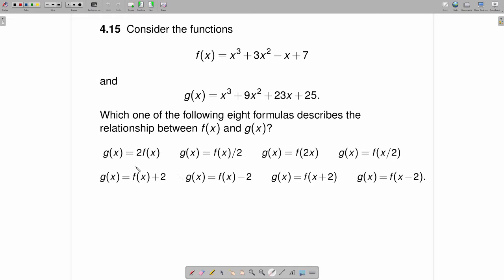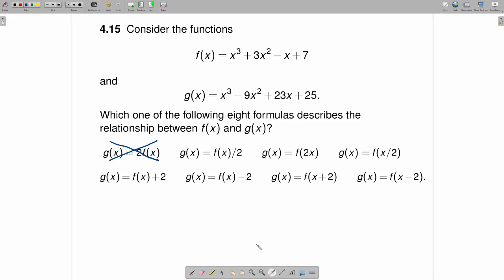The best way to proceed on working this problem is the process of elimination, and then at the end we'll use test points. So let's look at this first one. Is g of x equal to twice f of x? Well, if that were true, then g of x would have double the coefficients. In other words, there's a coefficient of 1 here, you'd have a coefficient of 2 there. Coefficient of 3 here, there'd be a coefficient of 6 there. So we can quickly eliminate that one.